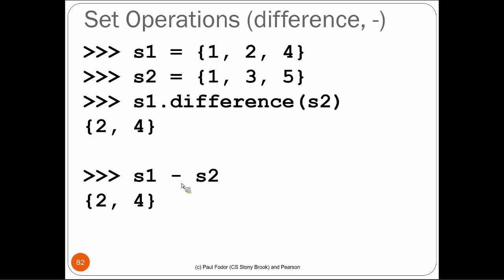Minus, or difference, is the difference between S1 and S2: those elements that are in S1 but not in S2. So 2 and 4 are in S1 but they are not in S2. They are returned as the result of S1 difference S2. If you want the exclusive difference of two sets, you can do the union of the two differences, S1 minus S2 and S2 minus S1.